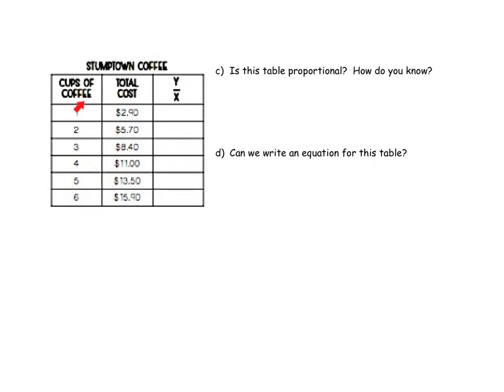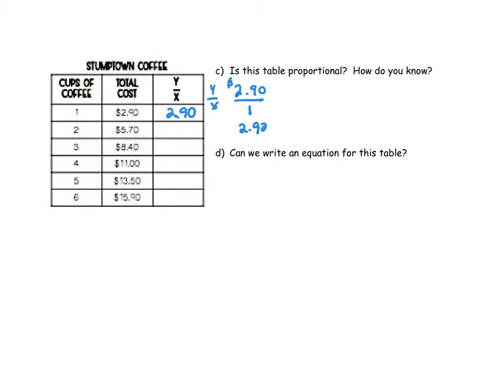If we investigate this, again, it's the cups of coffee and the total cost. And the question says, is this table proportional? And how do we know? Well, we're going to start again by comparing the y to x ratios. So we're going to start with the first one. I see $2.90 over 1 cup of coffee. Again, that's the y over x ratio. And that is $2.90.